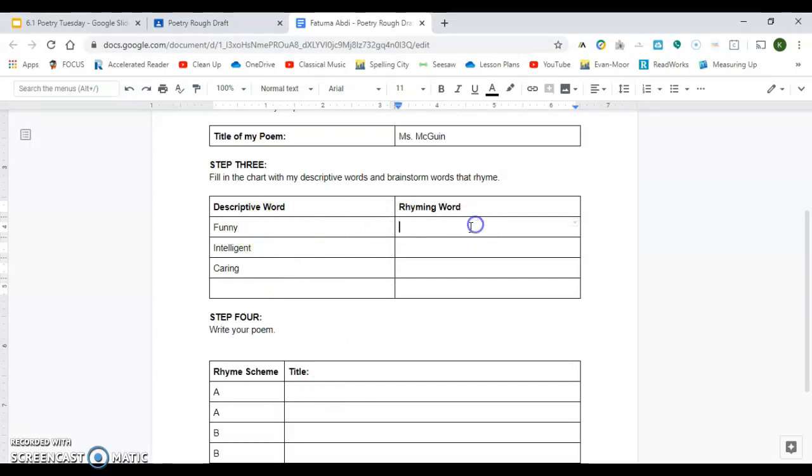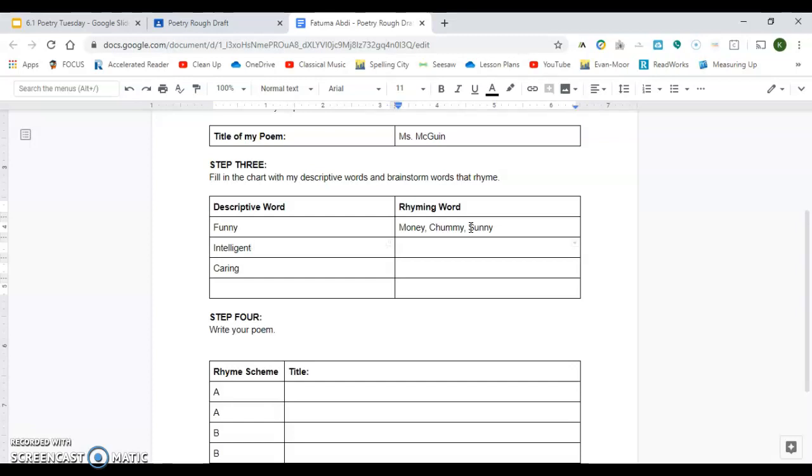So, funny. Let's see. Funny. Ooh. Chummy. A chum is like a friend. Money. Chummy. Funny. Sunny. All right. So there's some rhyming words for that to help me with my poem.